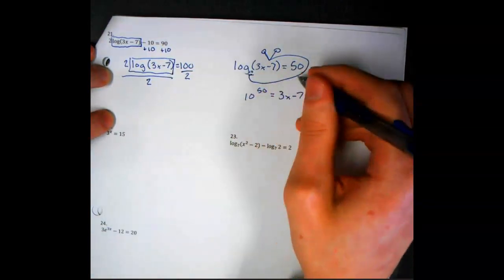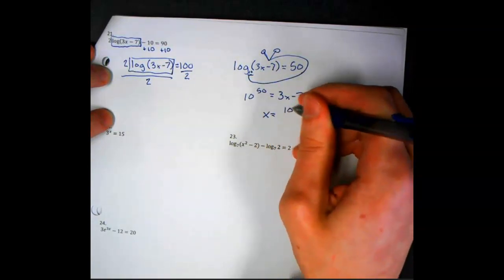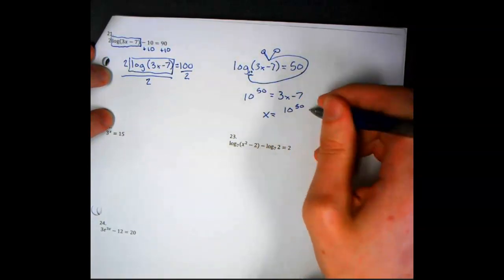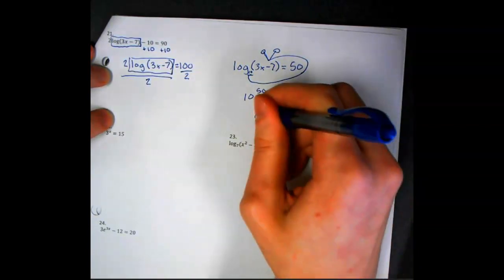So we'll add the 7 over, we'll divide by 3, and we'll have x equals 10 to the 50 plus 7, divided by 3.